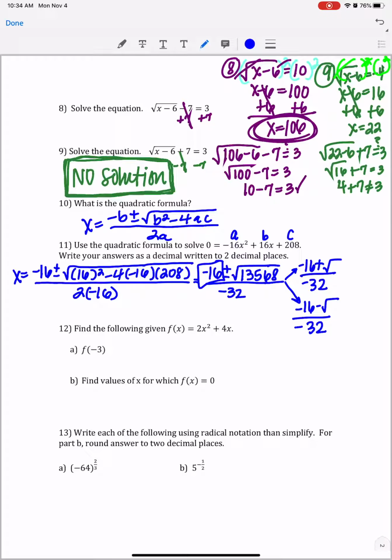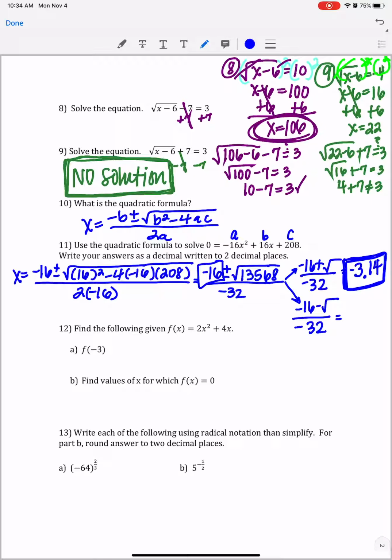So in your calculator, you're doing negative 16 plus the square root of 13,568. You're hitting enter. You get 100.48 and some stuff. Keep that in your calculator and divide by negative 32. So on this top one, we get negative 3.14, since I'm going to two decimal places. Okay, that's one of my answers.